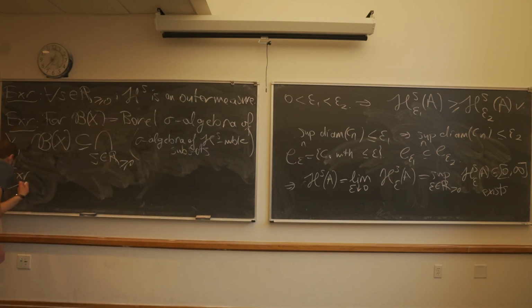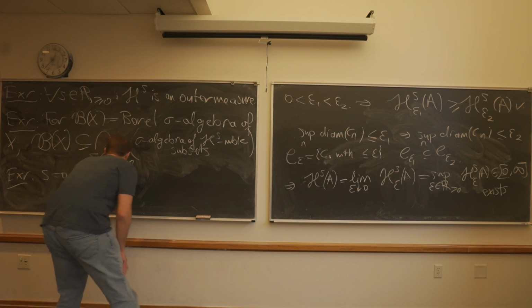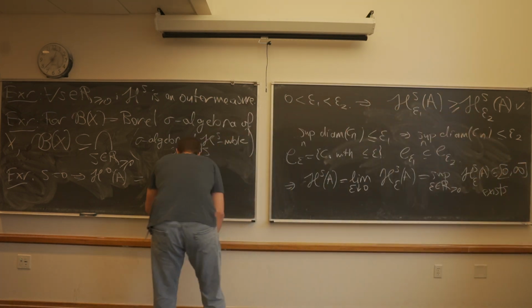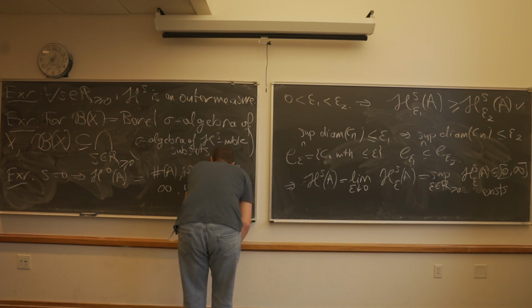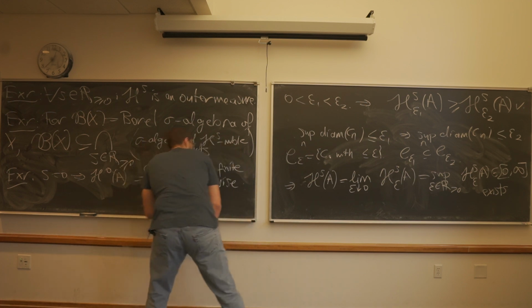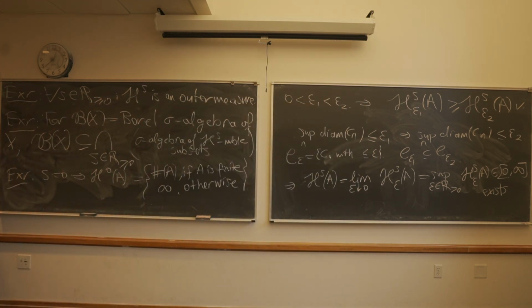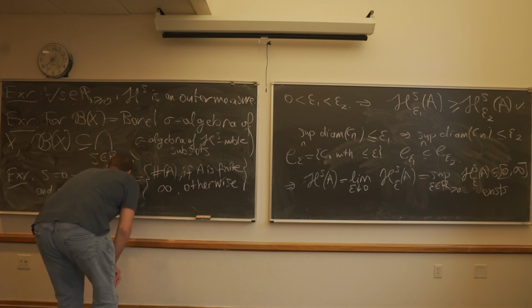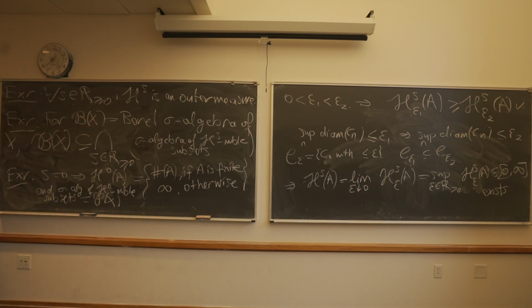here's an exercise. H to the 0 of A is the number of elements in A if A is finite, otherwise it's infinity. So this is what is called the counting measure. And indeed, the sigma algebra of H to the 0 measurable subsets of X turns out to be the same thing as the power set. So that is to say, any subset of X is H to the 0 measurable.